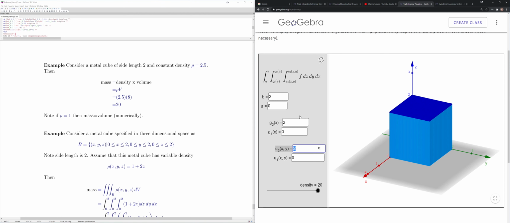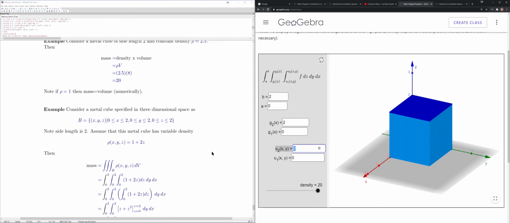If this has a constant density of 2.5, then the mass is equal to the density times the volume, assuming the density is constant throughout. So the mass is 2.5 for the density times 8 for the volume of the cube, which works out to be 20. That's an easy calculation for getting mass given your density and the volume.